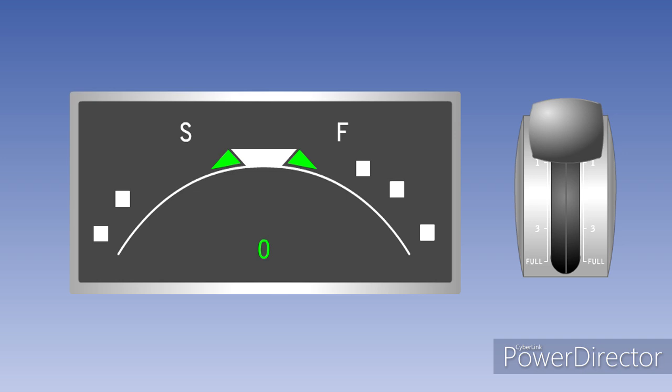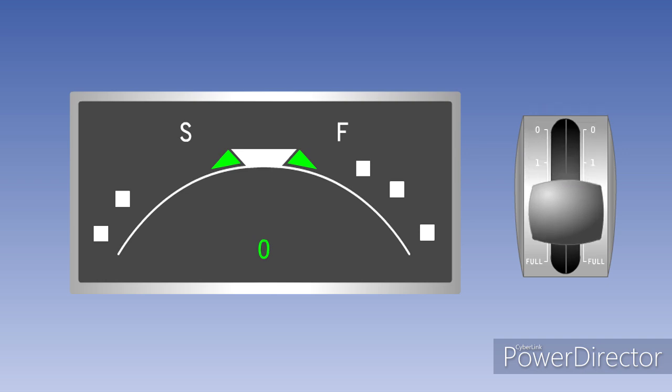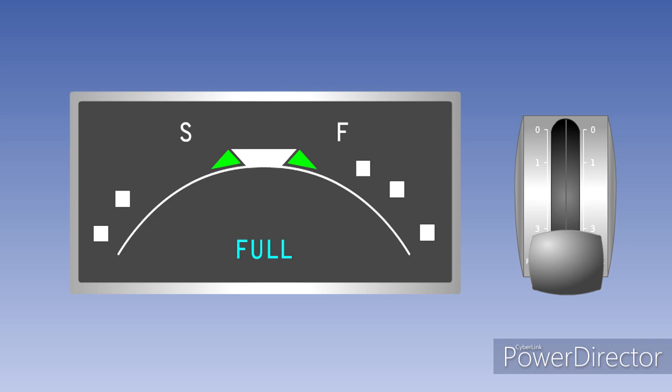In this Airbus system, the selected flap position is shown on the indicator. When the flap lever is moved, the new selection is displayed in cyan. It will change to white when the flaps reach the selected position. And in the event of a fault, it will change colour to amber.